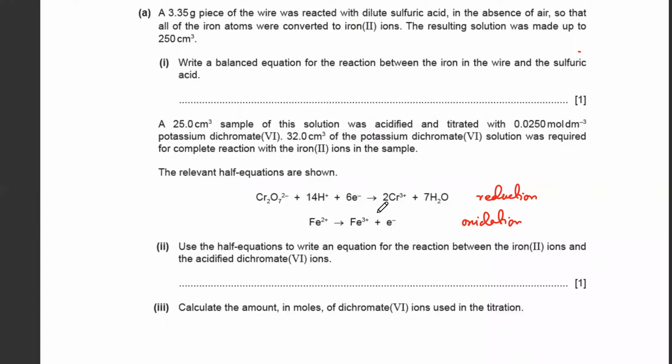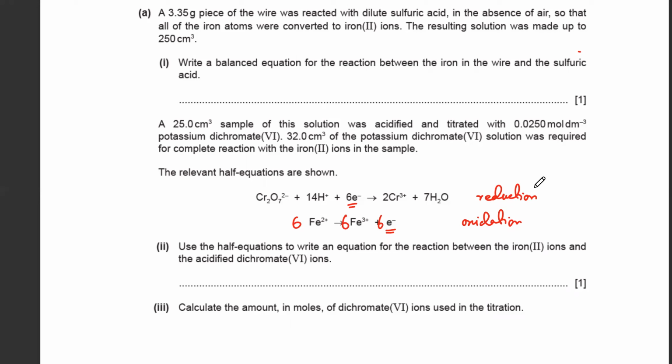The first thing is I need to make the number of electrons gained and lost equal. I can only do that if I multiply Fe by 6. So I'm going to multiply Fe by 6. So the number of electrons gained over here in reduction, and the number of electrons lost over here, are now equal. And he's saying, using the half equations, write an equation for the reaction.